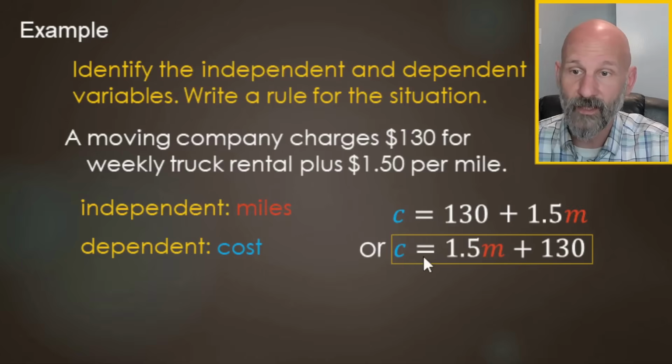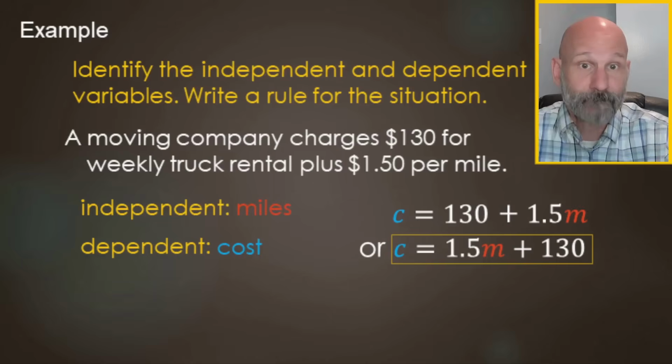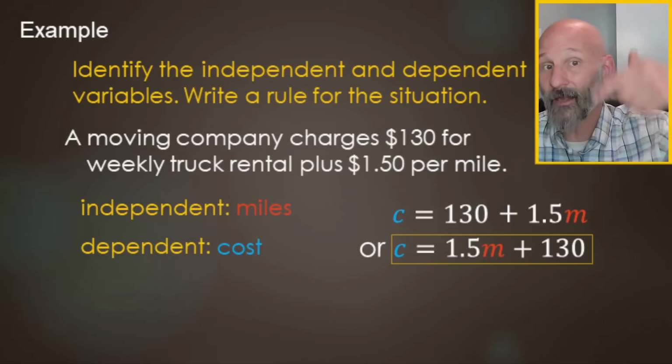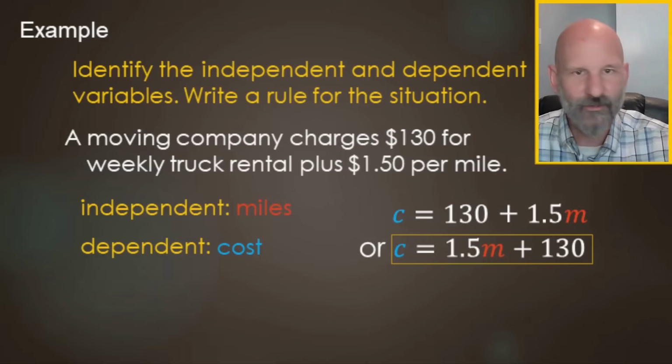Check it out. The cost is $1.50 per mile plus the $130 rental fee. So you can still translate it back to the words, even when it's written in slope-intercept form.